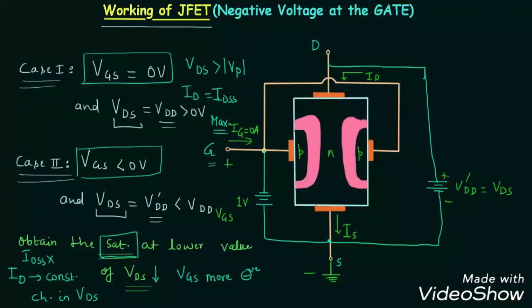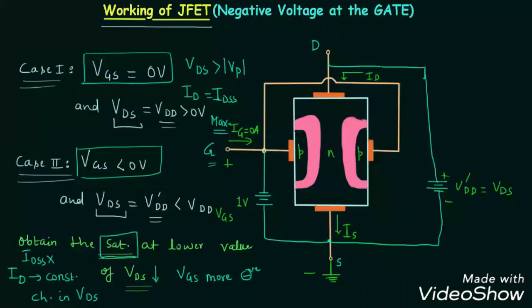Now what will happen to the drain current ID if we increase VDS beyond the pinch-off voltage? We have already discussed this point. If we increase VDS beyond pinch-off voltage, ID will remain constant. This is called as saturation condition. So we have achieved the thing we were looking for. We have the saturation condition, ID is constant, and the main thing is that VDS is relatively smaller as compared to the case number 1. We are getting saturation condition for lower value of VDS as compared to case number 1.